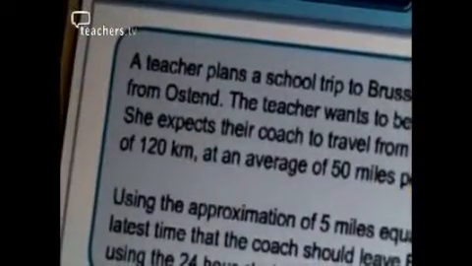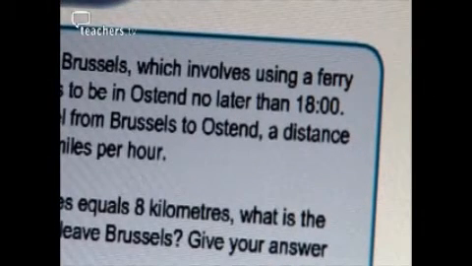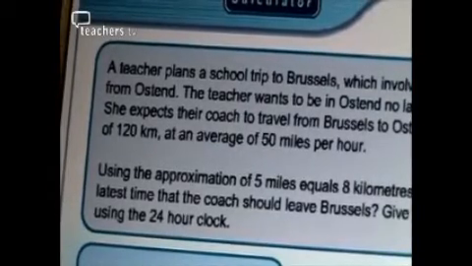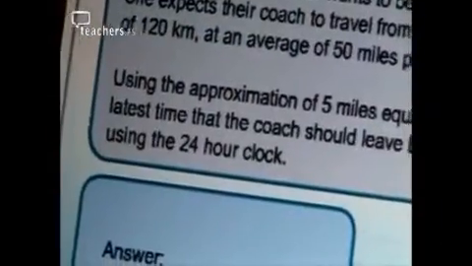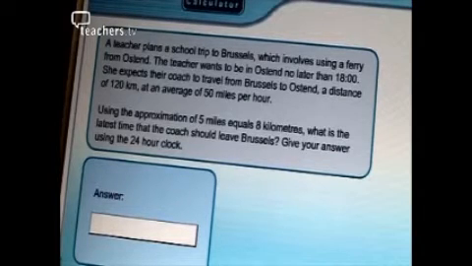A teacher plans a school trip to Brussels, which involves using a ferry from Ostend. The teacher wants to be in Ostend no later than 1800 hours. She expects their coach to travel from Brussels to Ostend, a distance of 120 kilometres at an average of 50 miles per hour. That's the information. Now, the question. Using the approximation of 5 miles equals 8 kilometres, what is the latest time the coach should leave Brussels? Give your answer using the 24-hour clock.